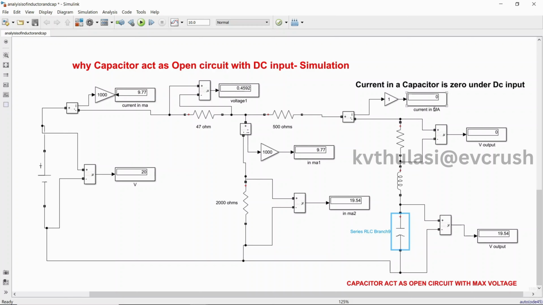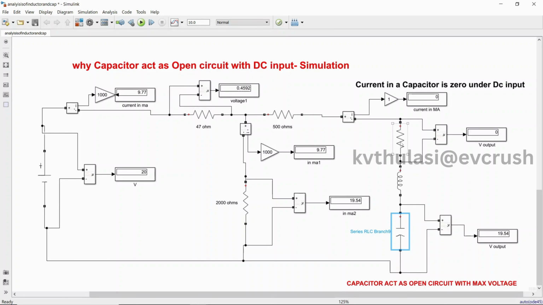There's no current in this branch, indicating that the current in milliamperes is 0. The current in the capacitor is 0 with a DC input given. So the capacitor is offering 0 current under steady state condition. What is the voltage at the capacitor? What is the voltage we have at the source? You can see here that the voltage across this 2000 ohm resistor is 19.54. These two will be in parallel, right? Automatically the voltage is 19.5, the same voltage is maintained. The voltage across this parallel resistor will be the voltage across the capacitor.